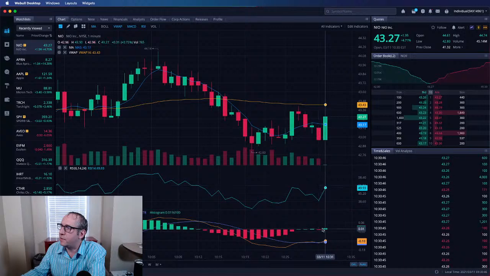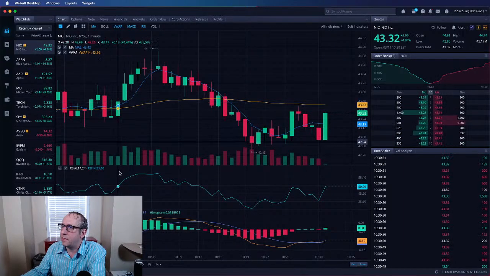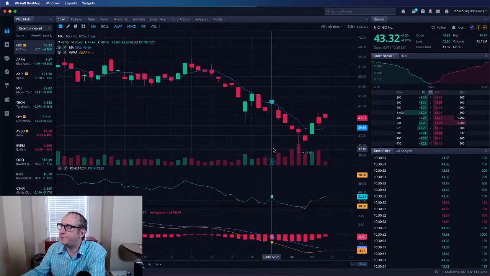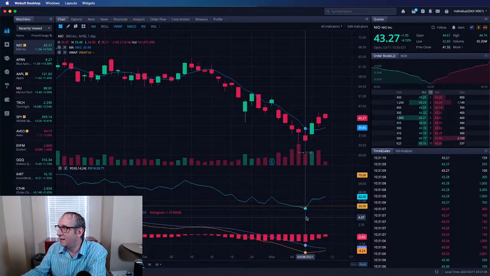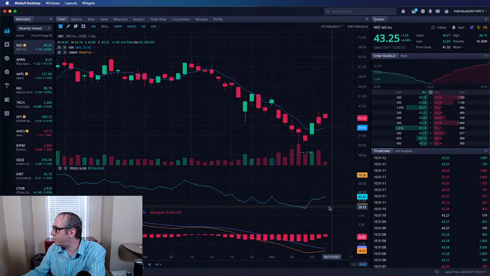This is good as we see this crossover. Now it is below the VWAP, but I still think it's good. Let's take a look at the daily. Yeah, here's another one. I wish I always practiced what I preached, but look at this. I mean, that would have been so beautiful, the entry right there. Anyway, so on and so forth.